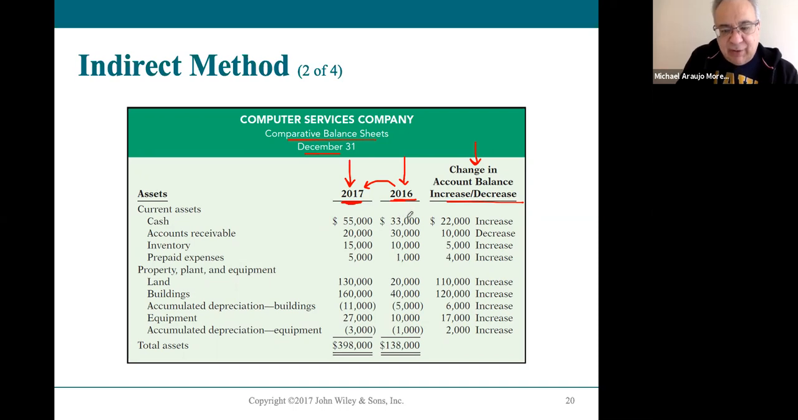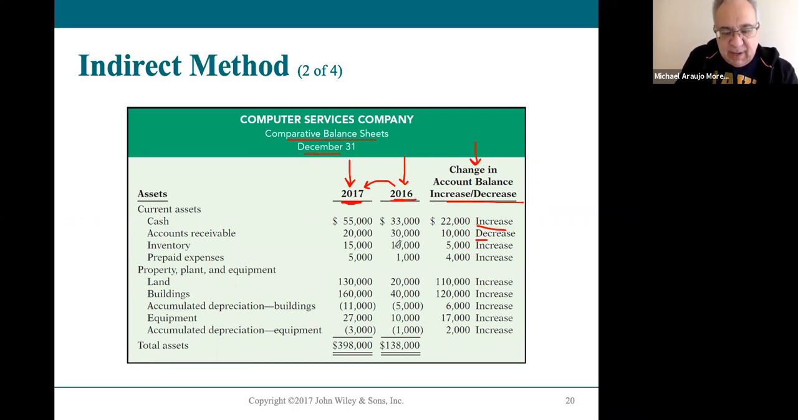Cash was $33,000 in 2016. It went to $55,000 in 2017. So there's a $22,000 increase in the cash balance from 2016 to 2017. For accounts receivable, we went from a $30,000 balance in 2016 to a $20,000 balance in 2017. That's a $10,000 decrease, right? Accounts receivable went down by $10,000 from 16 to 17.